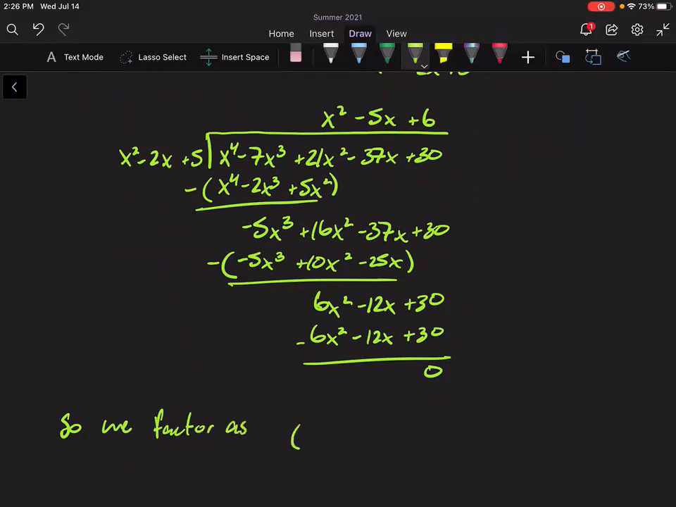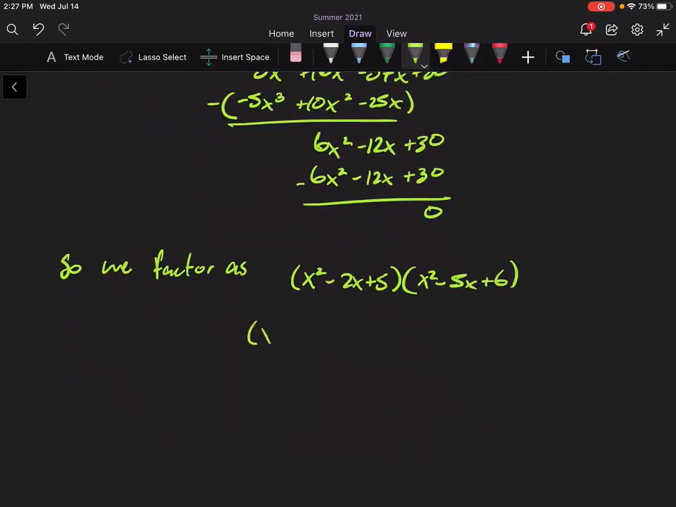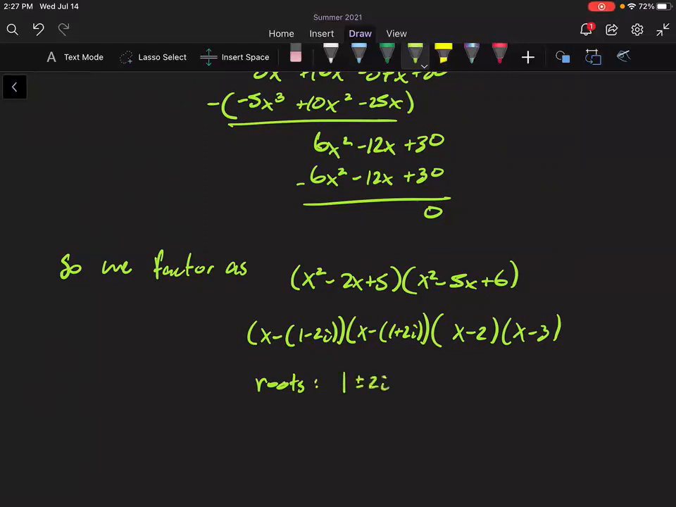So we factor as x squared minus 2x plus 5, x squared minus 5x plus 6. We already know from above that this first one is going to factor as having two complex numbers. And the second one, it isn't too bad to see that it's going to factor as x minus 2, x minus 3. So our roots are 1 plus or minus 2i, 2, and 3.